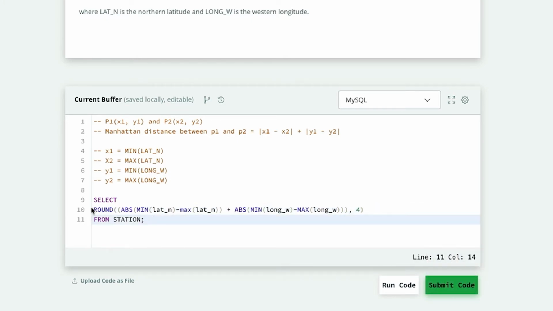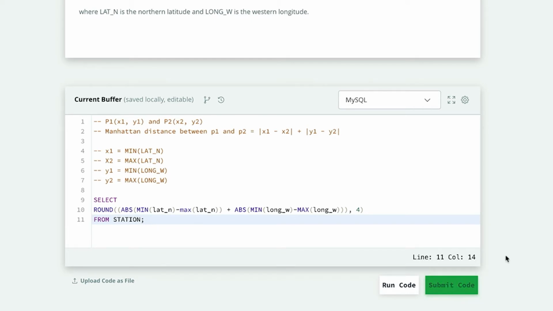Let us discuss the solution of this problem. We want to round the answer to 4 decimal points. By substituting the values in the formula, the query would look something like this. Here, the min and max functions are used to find the minimum and maximum values for the lat.n and long W columns, and the ABS function is used for finding the absolute difference. And at last, we rounded off the result up to 4 decimal places. Well, our SQL query is ready.